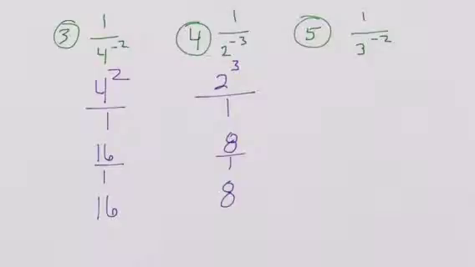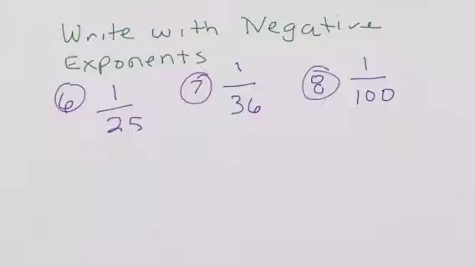Number 5 is already written as a fraction, but I have a negative exponent that's crying out, move me, I'm in the wrong location, so I'm in the denominator. I need to be in the numerator to be positively happy. Now I have 3 squared, so I'm going to have 9 over 1, which is going to equal 9.